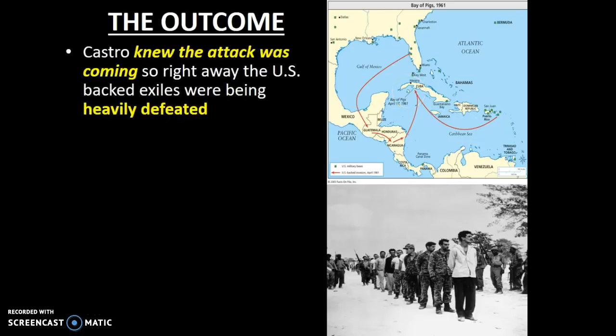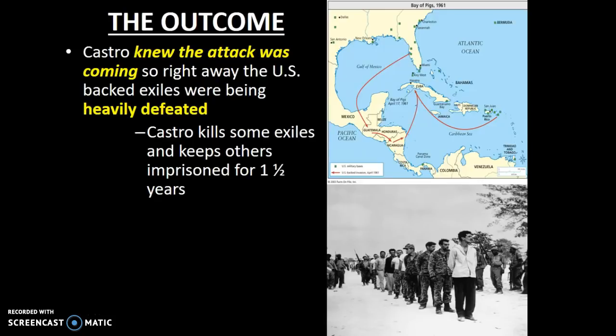Castro somehow was able to find out about this secret Bay of Pigs invasion. And because Castro knew the attack was coming, he was able to prepare for this attack. And because he was prepared, right away, he was able to defeat these U.S.-supported exiles.